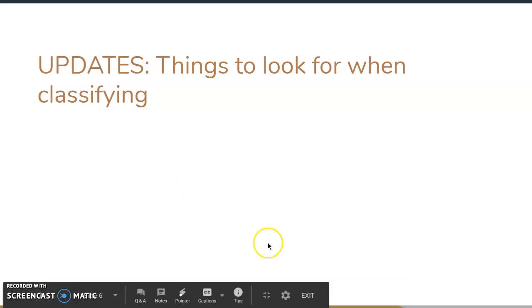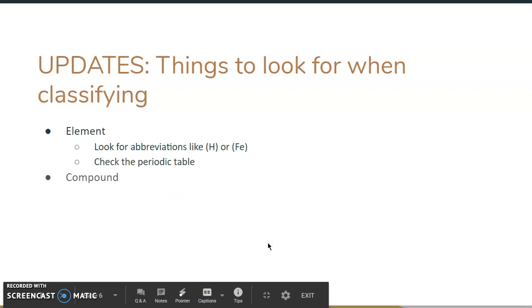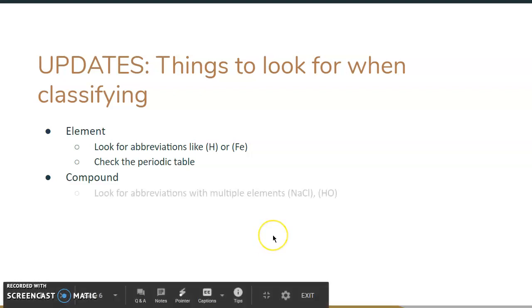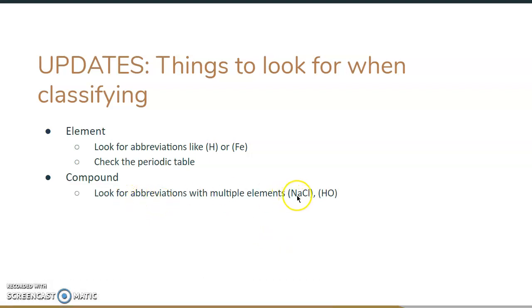Then when we're talking about compounds, we have to remember our definition, that a compound is 2 or more elements chemically combined. So we look for abbreviations like NaCl or H2O. So we can tell that these are compounds because they have multiple capital letters in them. An abbreviation like H2O has the element hydrogen and the element oxygen.